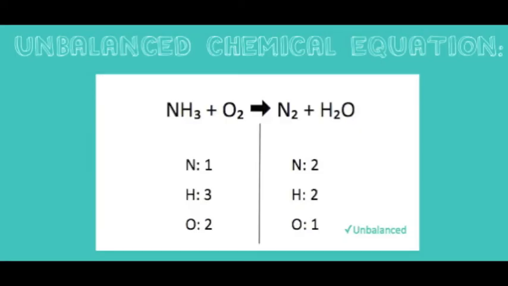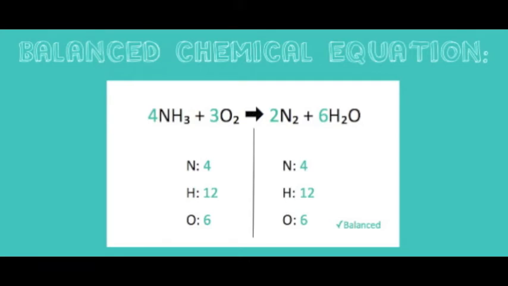We know that our chemical equation is unbalanced because if you compare the atom counts on both sides of the equation for each element, they are not equal. Therefore, this equation is unbalanced and it does not agree with the law of conservation of mass, which states that matter cannot be created or destroyed. So because it's unbalanced, we can now balance it.